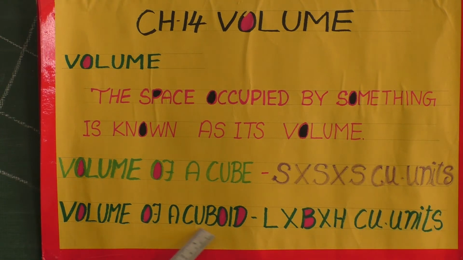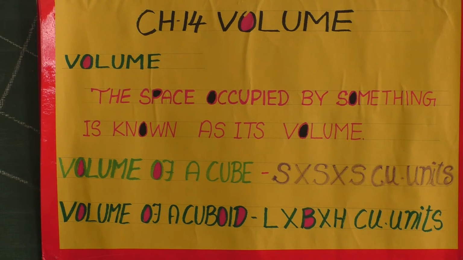Then volume of a cuboid. Cuboid is also a three-dimensional shape. It has length, breadth and height. L means length, B means breadth, H means height. We have to multiply all three. Length into breadth into height, cubic units. Whenever you are finding the volume, you must write cubic units.